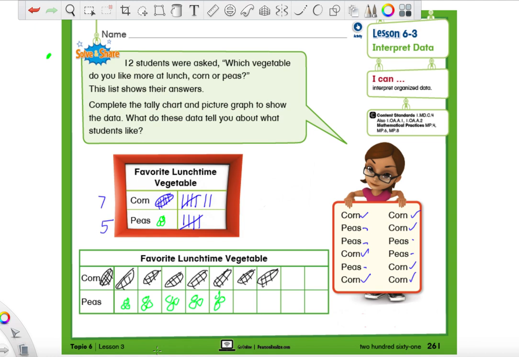And last lesson, we were really talking about making sure we understood the words most and least. So if you were to be asked which one has the most votes, which one would you point to? Would you point to the corn or the peas? Go ahead and point to your screen right now which one has the most votes. I really hope you're all pointing at the corn right now because it has the most votes.